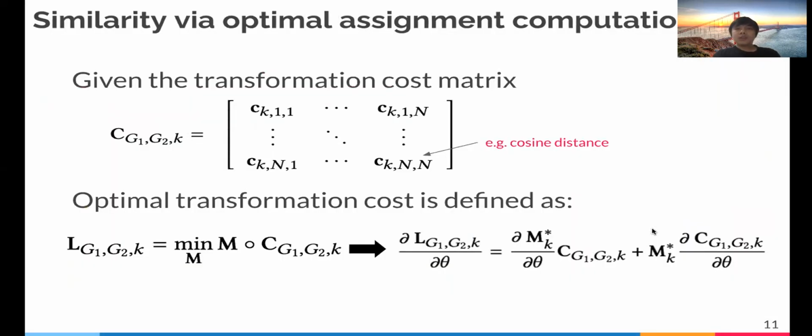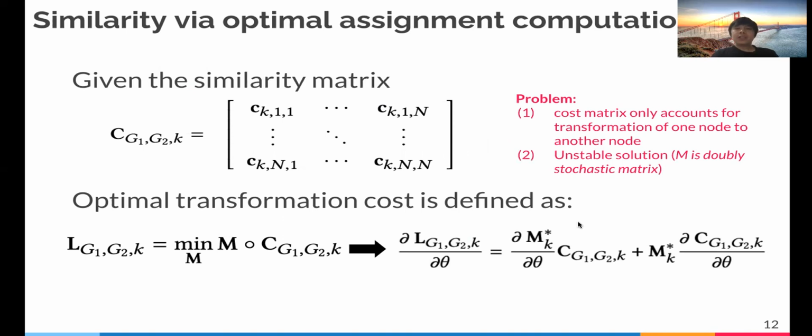So to compute the optimal assignment cost at each level of the GCN, we first define the following cost matrix C, where each entry in C represents the cost of transforming a node in one graph into another node in the other graph in the embedding space. One example of this pairwise transformation cost is the cosine distance between the two embedding vectors. So given this matrix, the optimal transformation cost can be formulated via this linear programming objective, where the goal is to find the optimal matrix M that results in the optimal transformations of the nodes from one graph into the nodes in the other graph. Correspondingly, we can also compute the gradient of this cost as well, as shown here.